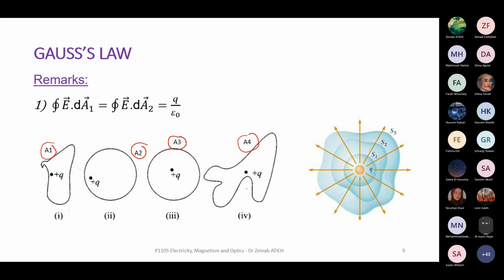So according to what we have derived, it appeared that the size of the surface, the shape of the surface, and the position of the charge don't matter.